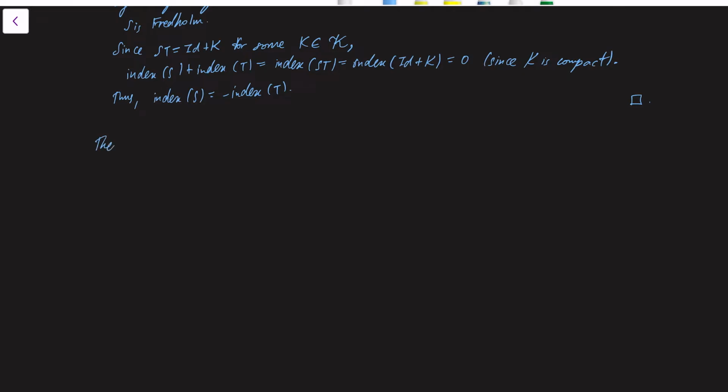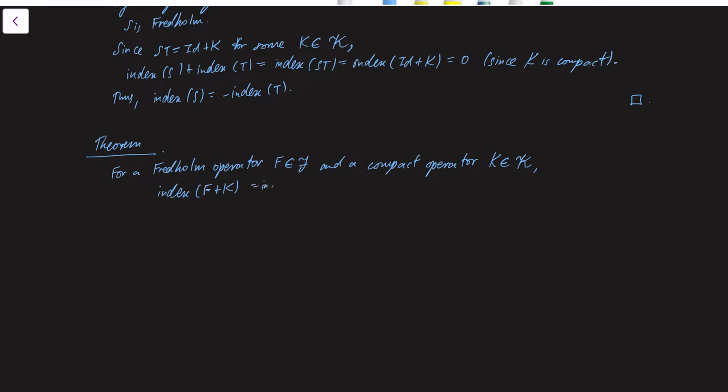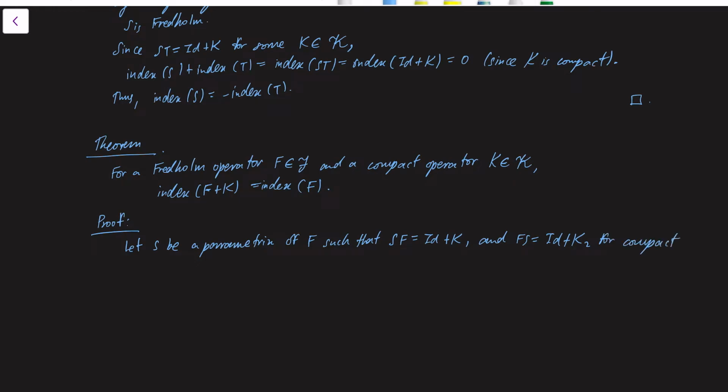Great. Now we can show that for a Fredholm operator F in the space of Fredholm operators, a compact operator K in the space of compact operators has the property that the index of F plus K equals the index of F. Okay, let's let S be a parametrix of F such that SF equals the identity plus K1 and FS equals the identity plus K2 for some compact operators K1 and K2.